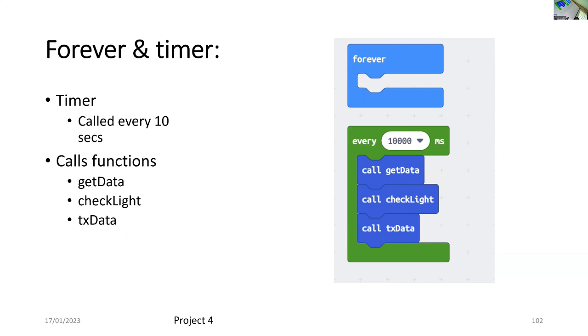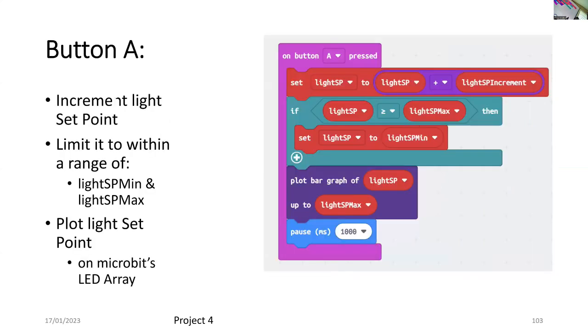The first one is to get the data, check the light values, then transmit the data to the Windows PC by the USB communications. When we press button A, we then increment the light set point. And if that's at the maximum, we reset it to the minimum and we plot that value onto the microbit LED array. Then we just wait a second and we can repeat that.